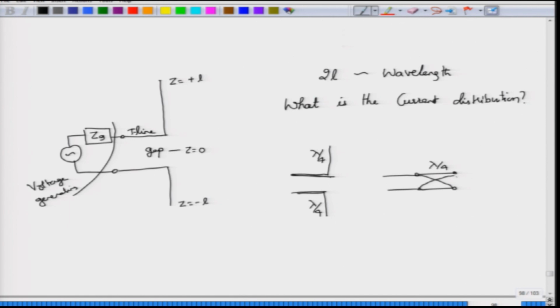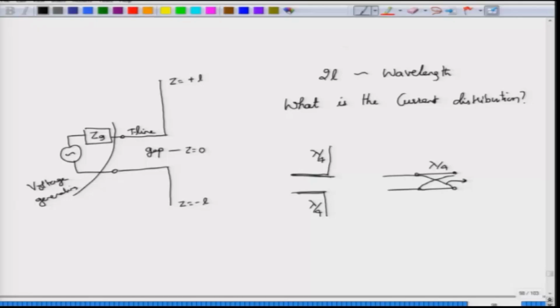The current distribution of course would be minimum at the open end, but then it would reach the maximum. So, this could be the current distribution. So, this is the current distribution that you have considered. So, essentially if you think of the two wires being bent and imagine that the length is about lambda by 4 and lambda by 4, then the current distribution could be well approximated in this particular manner. Okay.